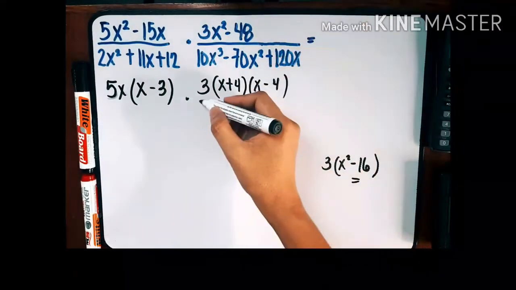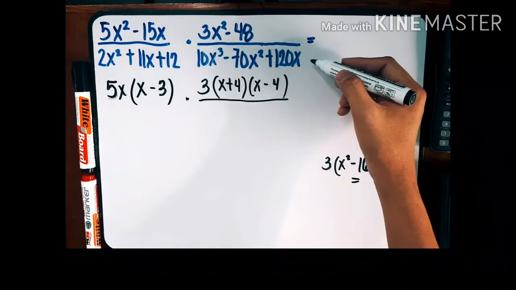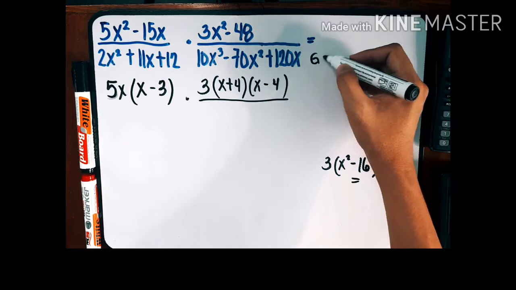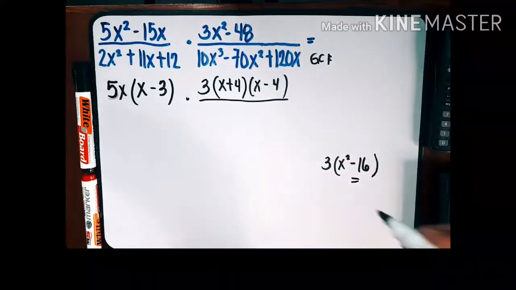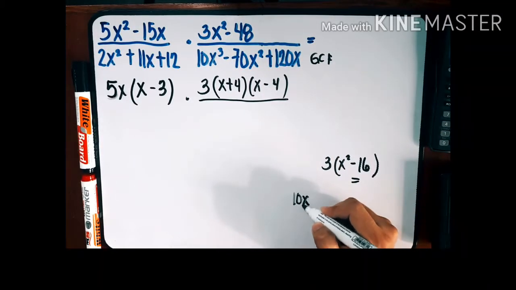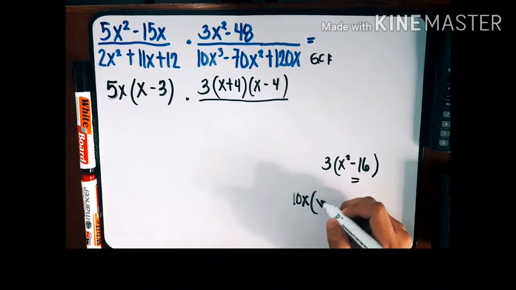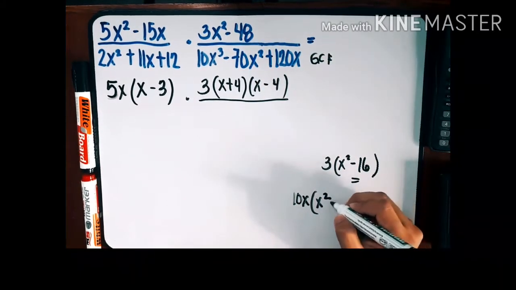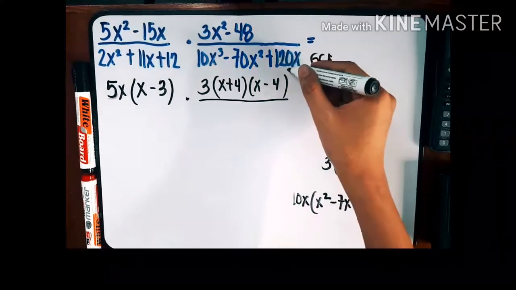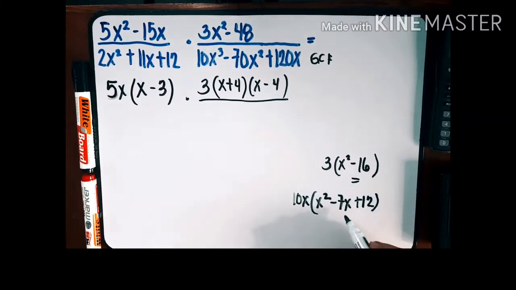Next is, ito munang nasa baba. 10x cubed minus 70x squared plus 120x. If kukunin natin yung GCF nito, ang greatest common factor nila is 10x. So, 10x cubed divide 10x is x squared. And negative 70x squared divided by 10x is negative 7x. And 120x divide 10x is positive 12. And ito, pwede pa natin siyang i-factor.